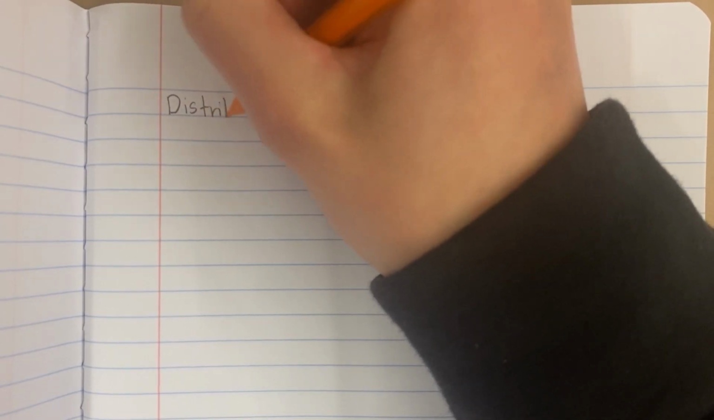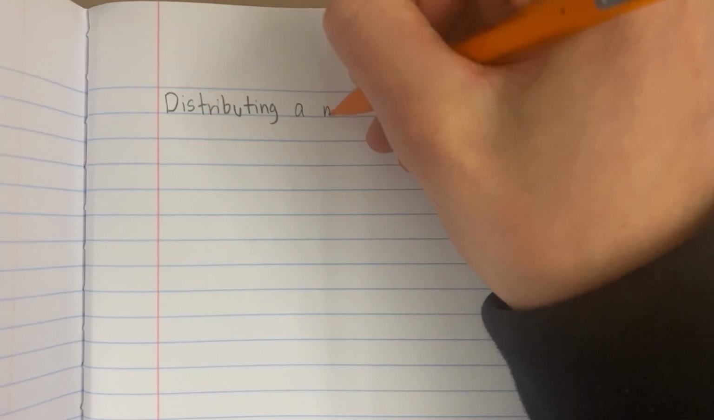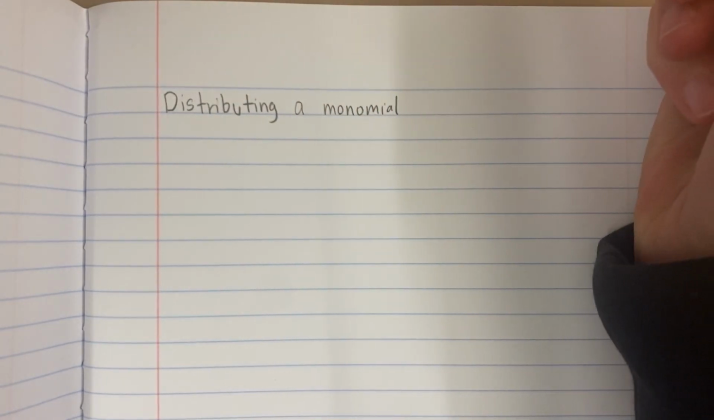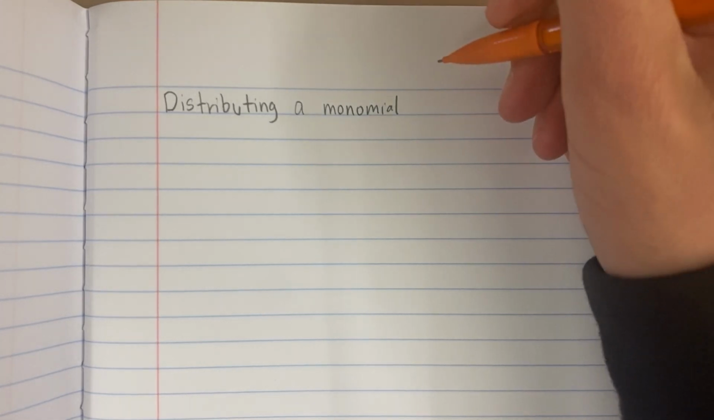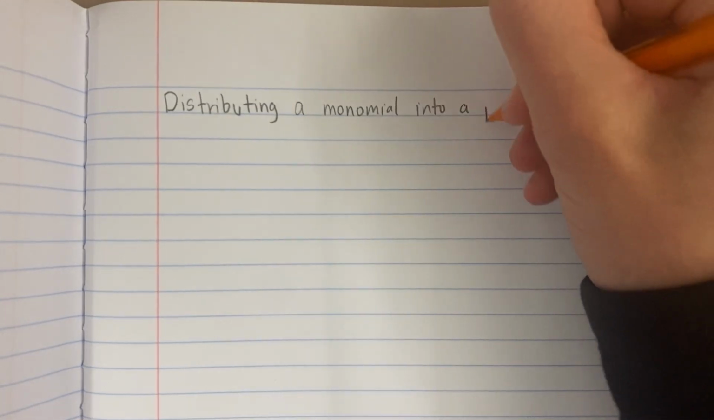Okay, so a good idea for you to go back and make sure you are good so far and you have 100% so far, because if you have mistakes so far, this is gonna be even harder. We're gonna distribute a monomial, remember that's one term, into a polynomial.